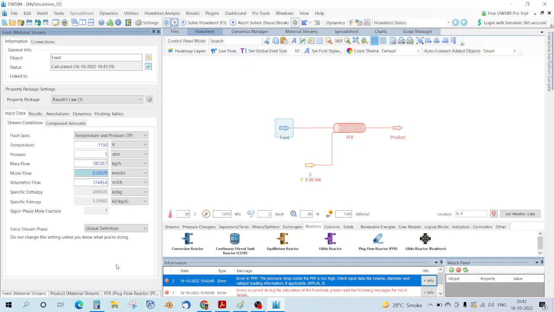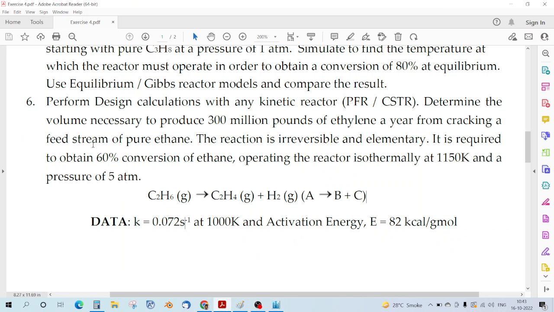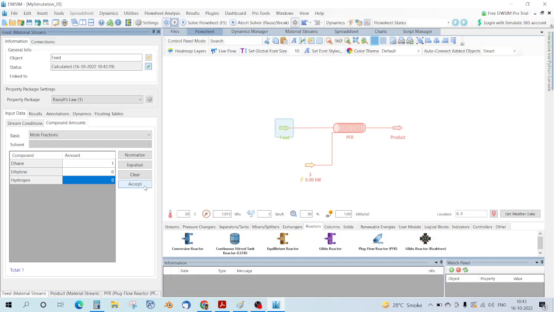Next, in the compound mole fractions, my feed is pure, because the problem says a feed of pure ethane. So ethane is 1, this is 0, this is 0, pure ethane, only ethane. And accept it.